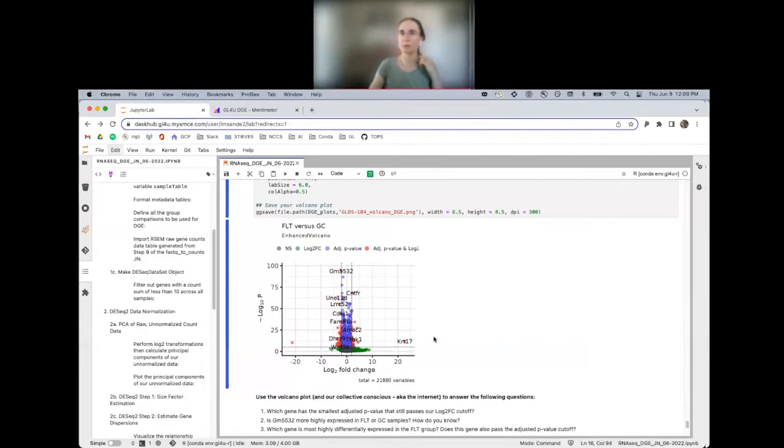Okay, so keeping with this theme of figuring out whether a gene's expression is high in one group or another, taking a look at this plot, which gene is most highly differentially expressed in the flight group? And does this gene also pass the adjusted p-value cutoff? We just went over how the sign of log two fold change can help us figure out whether a gene is differentially expressed in one group or another. So which gene is most highly differentially expressed in the flight group? And does this gene also pass the adjusted p-value cutoff?